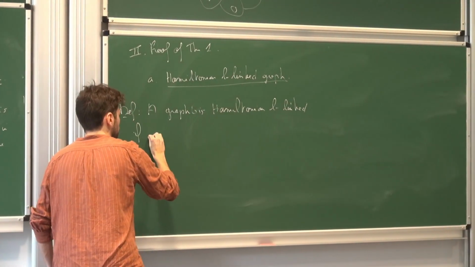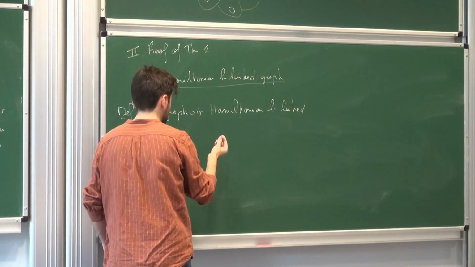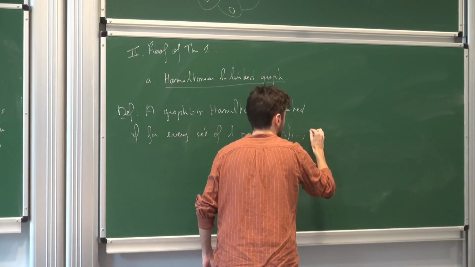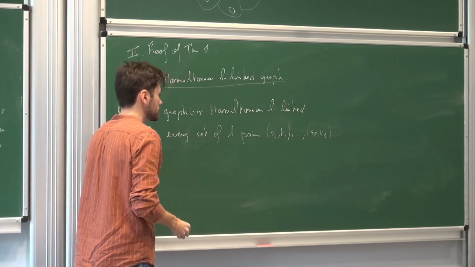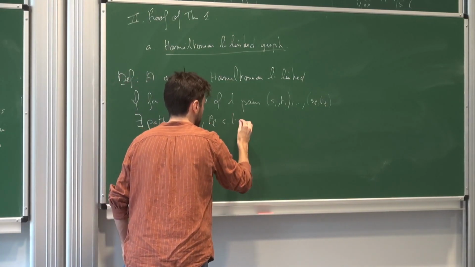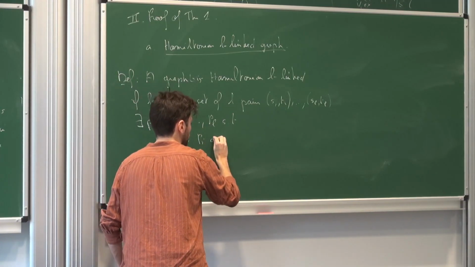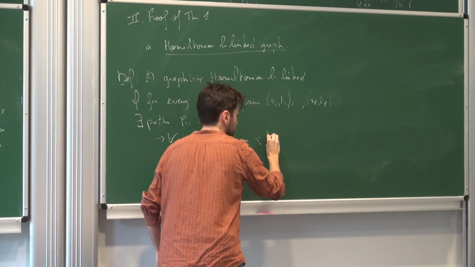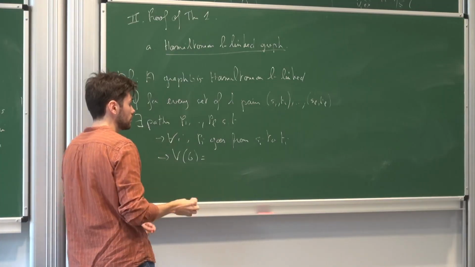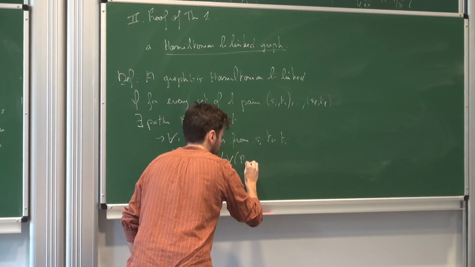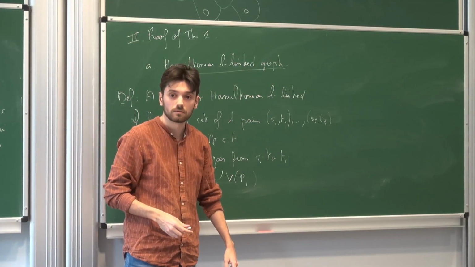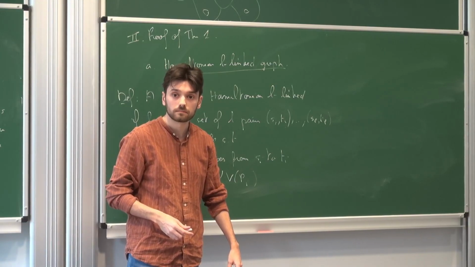if for every set of L pairs, S1, T1, S2, T2, up to SL, TL, there exist paths P1 up to PL such that two things: each PI goes from SI to TI, and second, the union of V of PI covers the whole vertex set V of G. In particular, if the graph is Hamiltonian 1-linked, then it is Hamiltonian. Okay.